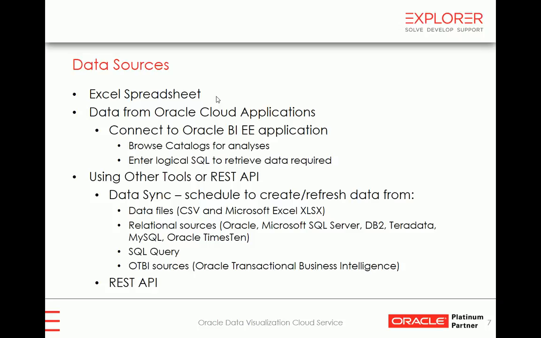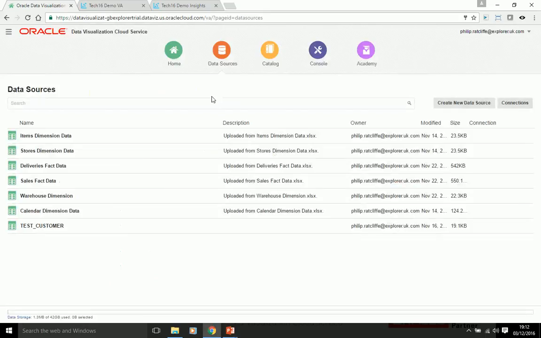Okay, so that's a quick overview of the data sources that are available to DVCS. And if we go back into the data sources page in the demo, you can see I've preloaded some data sources. Mostly they're Excel spreadsheets, but this one at the bottom here, test customer, is one that I've used Data Sync to post to DVCS.